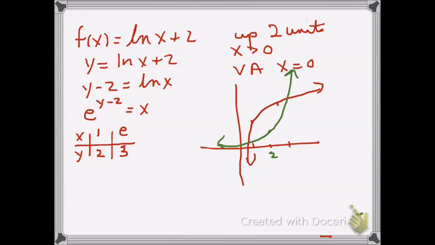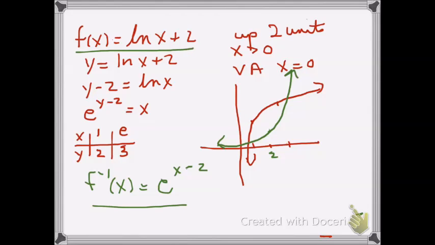Now the green graph is the inverse function, and that inverse function can be written by switching the x and the y. So the green would be f inverse of x, and it's going to be e to the x minus 2. So that's the inverse function of our natural log function, natural log of x plus 2.